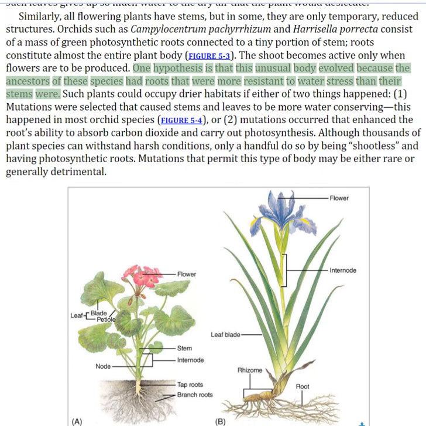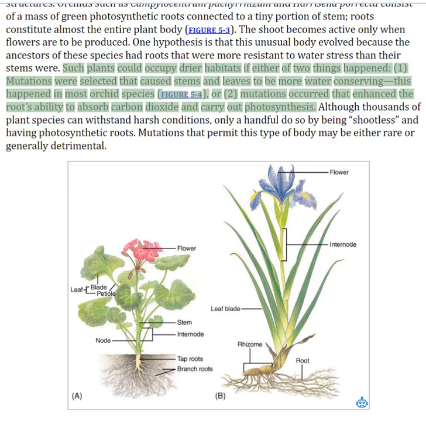One hypothesis is that this unusual body evolved because the ancestors of these species had roots that were more resistant to water stress than their stems were. Such plants could occupy drier habitats if either of two things happened. Mutations were selected that caused stems and leaves to be more water-conserving. This happened in most orchid species. Or mutations occurred that enhanced the root's ability to absorb carbon dioxide and carry out photosynthesis.